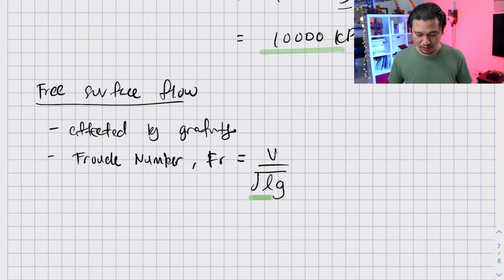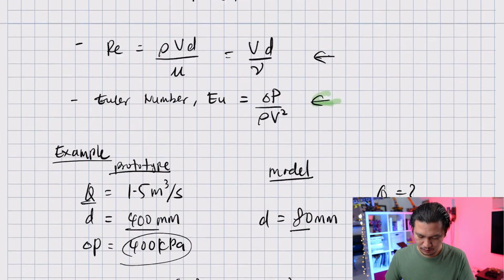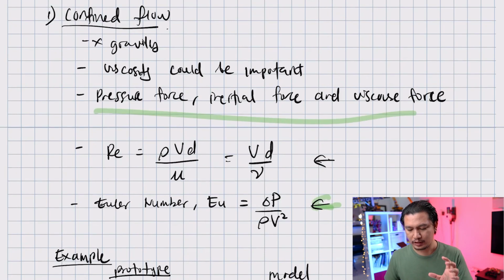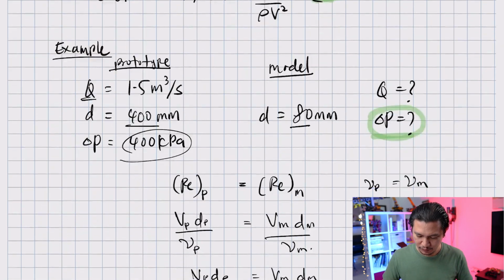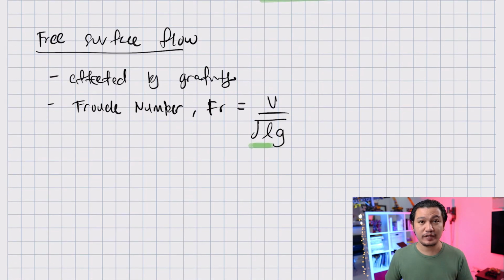So this is the uniqueness of free surface flow. You can only pick either Froude number or Reynolds number. Most likely we are going to pick Froude number, and we find the similarity of the viscous force through some other method. We will see this in the example a little bit later. Now if we go back to confined flow, for confined flow the pressure force, inertial force and viscous force are dominant. For free surface flow, we can also use the ratio of these forces to achieve dynamic similarity. Now let's take a look at an example of free surface flow.